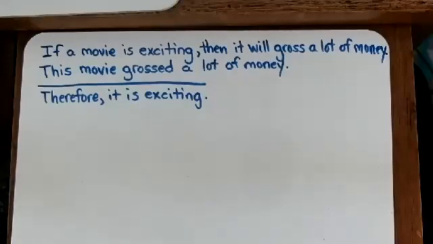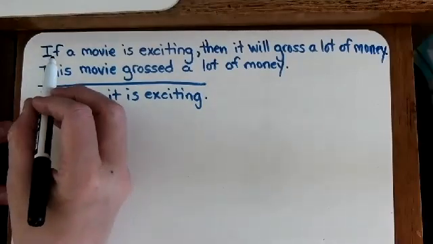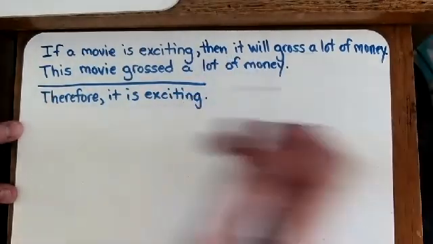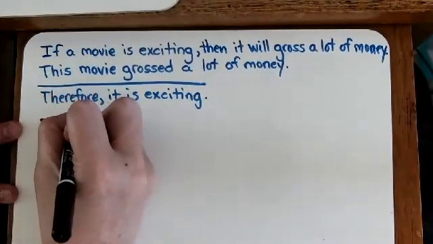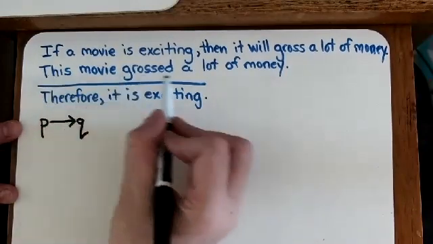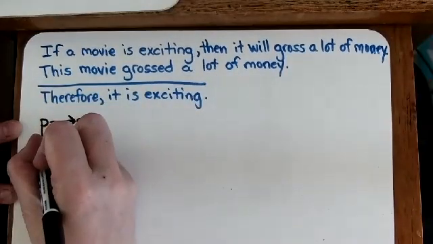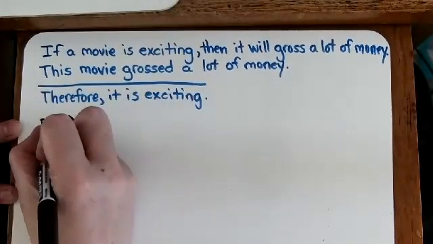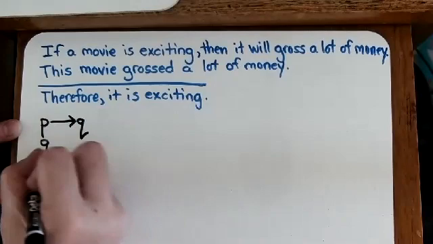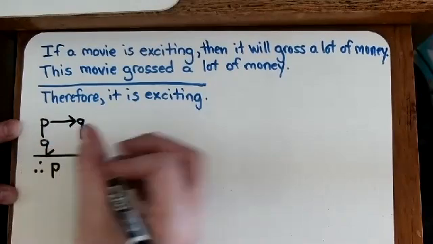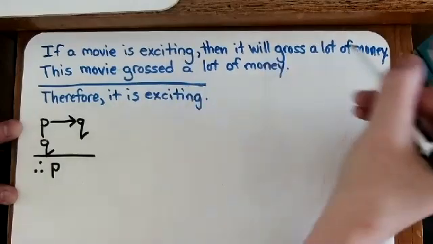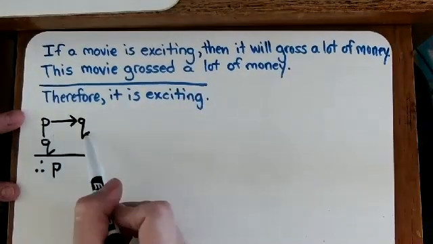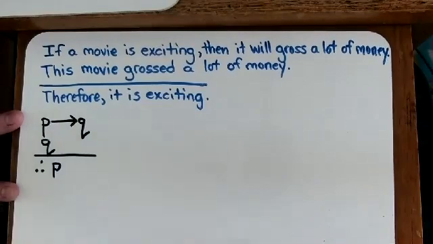If a movie is exciting, then it will gross a lot of money. This movie grossed a lot of money, therefore it is exciting. Let's write this argument in symbolic form, where we have if P then Q, Q, therefore P. Exciting was P, money was Q. If P then Q, Q, therefore P.